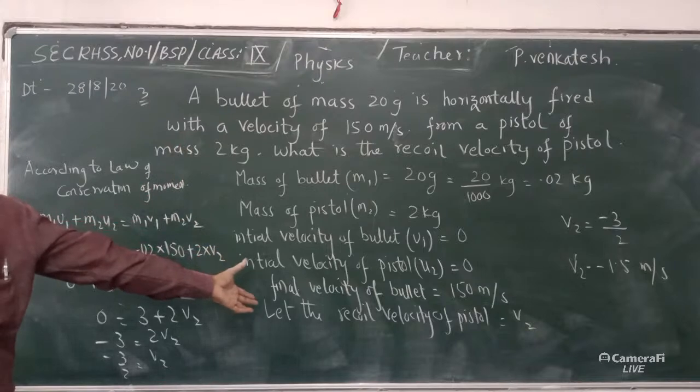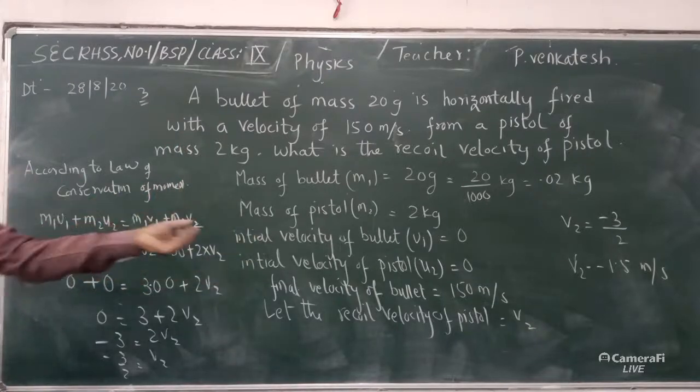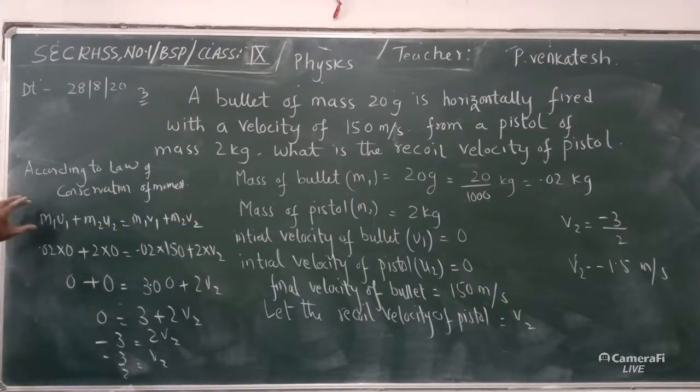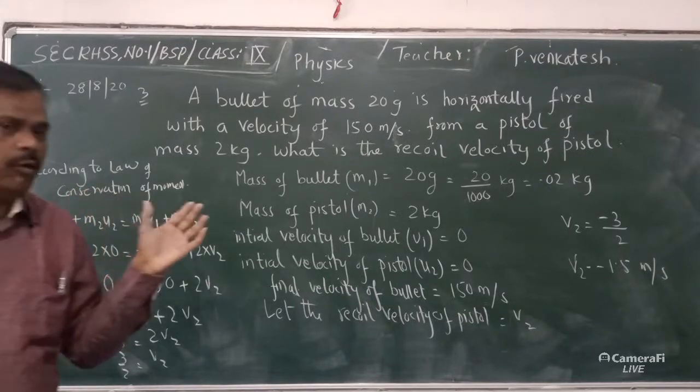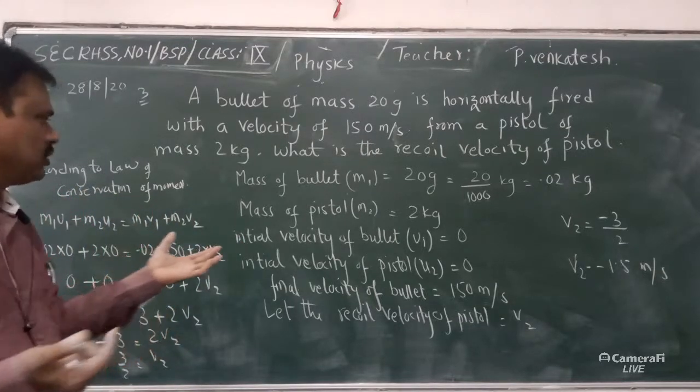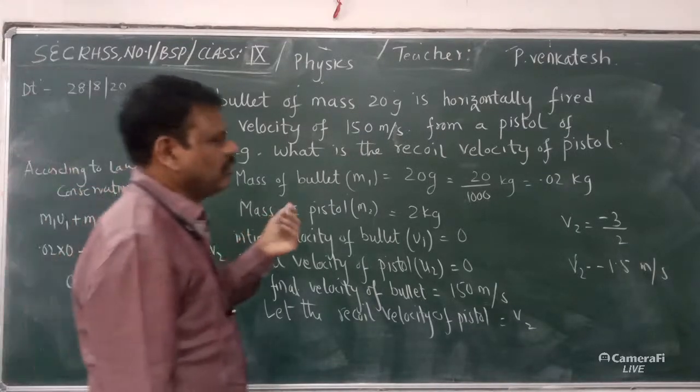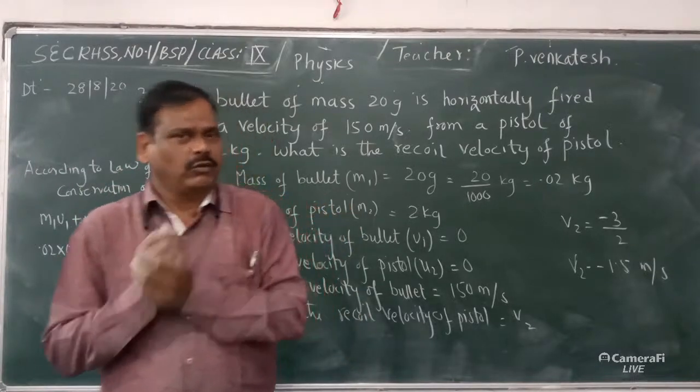Have you understood this one? Recoil velocity: always according to the law of conservation of momentum, M1 U1 plus M2 U2 equals M1 V1 plus M2 V2. Just put the values of mass and initial velocity. Always the initial velocity of the gun and the bullet will be 0.